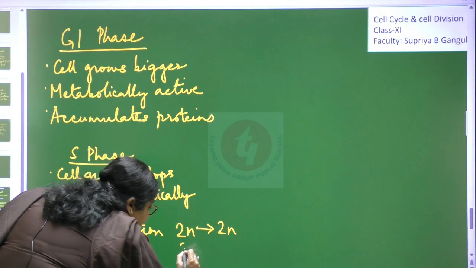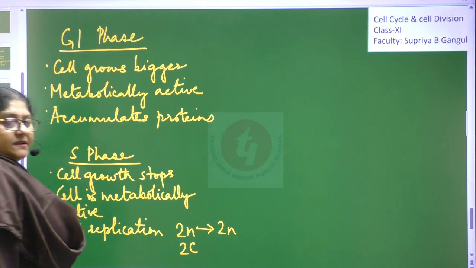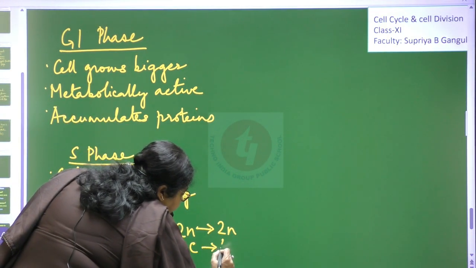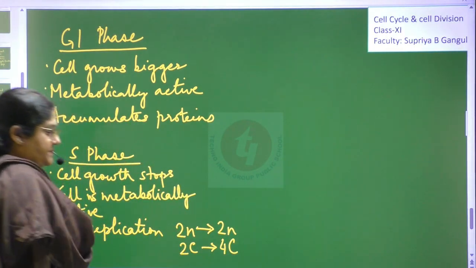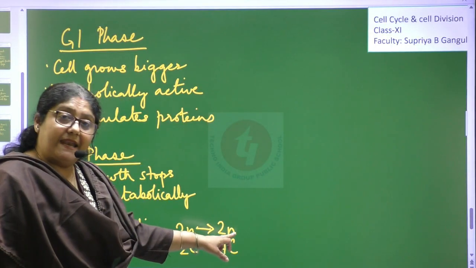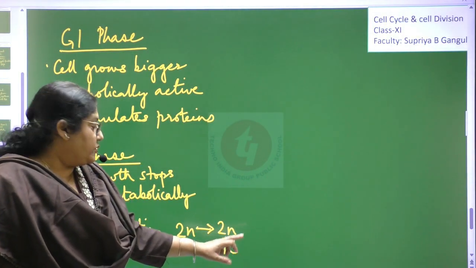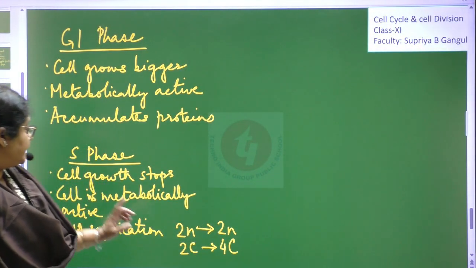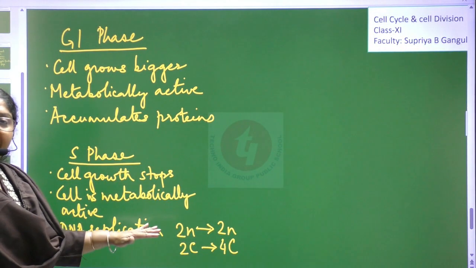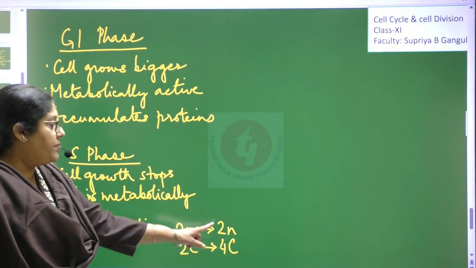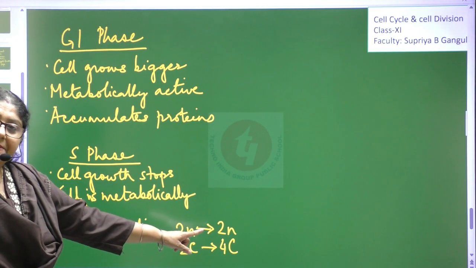But if the amount of DNA was 2C in the cell, then now the amount of DNA will become 4C. Remember, we use small letter n for denoting the number of chromosomes and capital C for denoting the amount of DNA. So since it is a synthetic phase, at the end of the synthetic phase, the amount of DNA will double, but the number of chromosomes will remain the same.